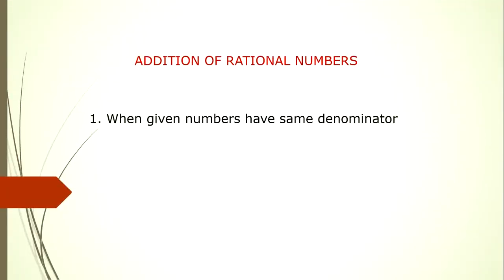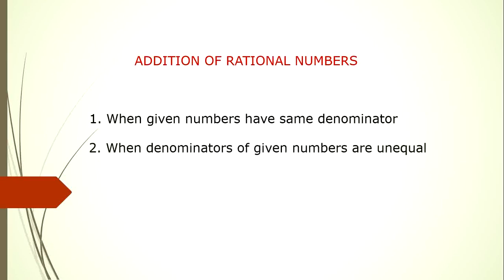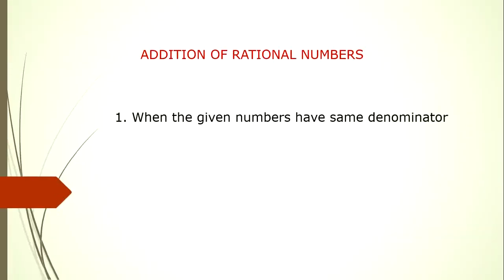Here the addition of rational numbers has two cases. One is the case when the given numbers have the same denominator, while the other is the case where the denominators of the given rational numbers are unequal. When the given numbers have the same denominator, we define a by b plus c by b is equal to a plus c by b. Observe carefully, children, these two rational numbers have the same denominator. That's why a by b plus c by b equals a plus c by b.